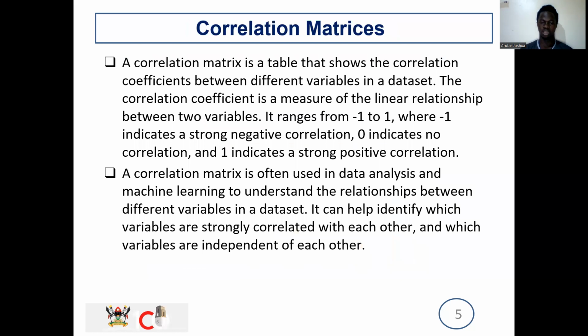Then coming to our correlation matrix, it helps us establish a relationship between two variables. The correlation matrix ranges from -1 to 1. Where it's -1, it shows a strong negative correlation. Where it's 0, there's no correlation. Where it's 1, it's a strong positive.